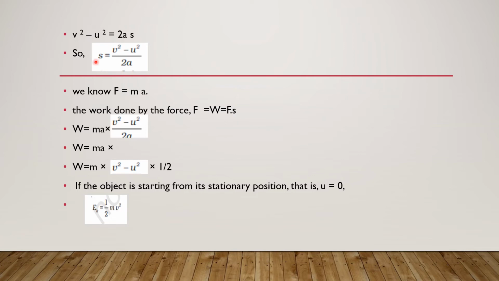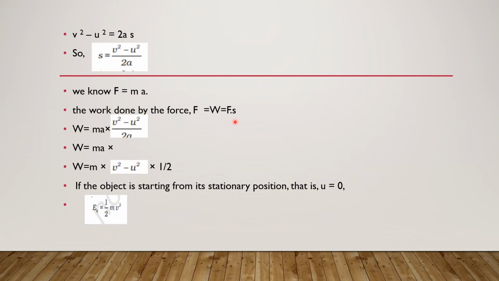From this equation we can derive the value of s. So we are keeping only s on this side and taking 2a to the other side. So what happens? s is equal to v square minus u square divided by 2a. This 2a, which was multiplied, becomes divided. Now, we are applying a force F, and we know that F is equal to ma. Now we are going to apply this value of s in this formula for work.